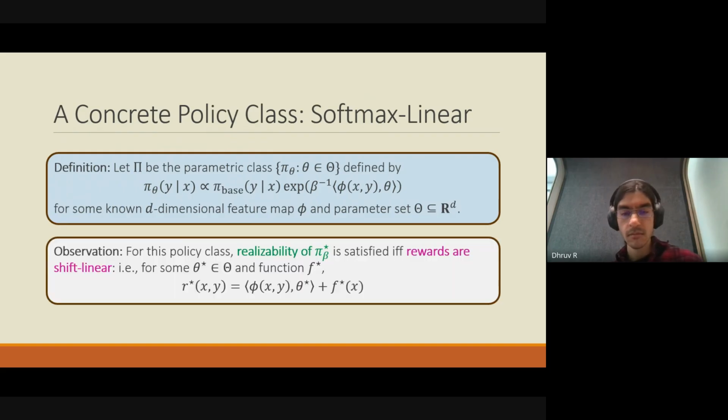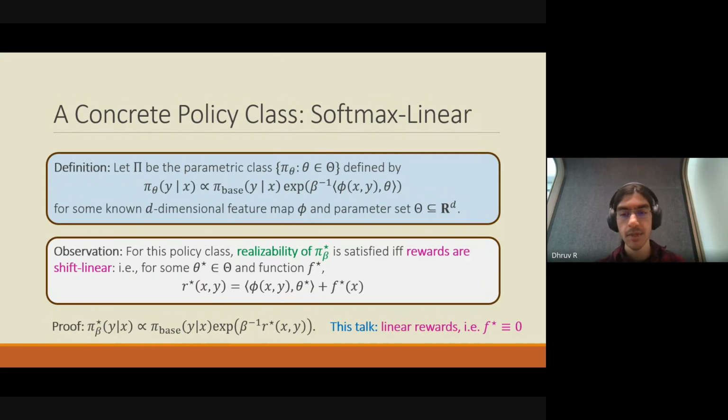So for this policy class, what you can observe is that the assumption that the optimal policy pi star for the KL regularized objective was contained in this is satisfied if and only if the rewards satisfy essentially some linearity property. There's a shift, but we're not going to talk about this shift. And the proof is just that the optimal policy for the KL regularized objective is proportional to the base model times exponential of the reward, times this tuning parameter beta. And so if you make the reward linear in the features, then this is indeed a softmax linear policy, and vice versa.